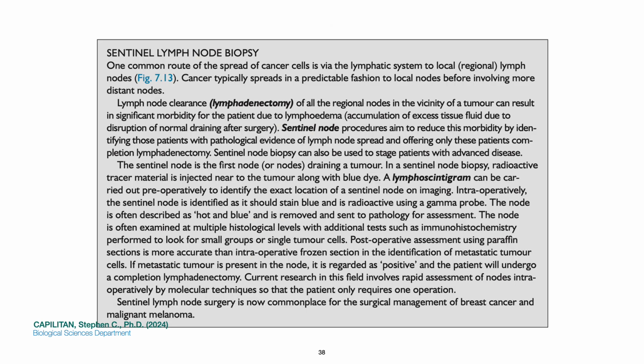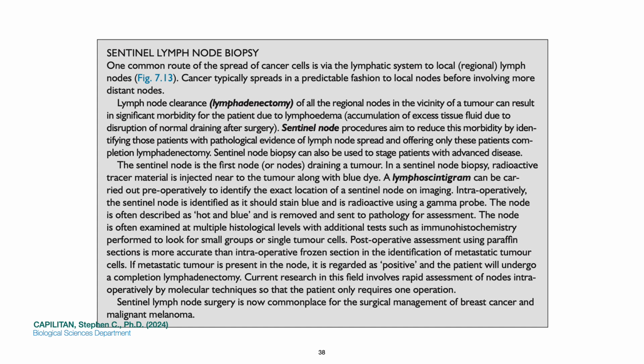This is sentinel lymph node biopsy. We discussed the mechanism of this treatment. One common route of spread of cancer cells is via the lymphatic system to local or regional lymph nodes. Cancer typically spreads in a predictable fashion to local nodes before involving distant nodes. So we have lymph node clearance, which we call lymphadenectomy, of all the regional nodes in the vicinity of a tumor, and it can result in significant morbidity for the patient due to lymphedema.